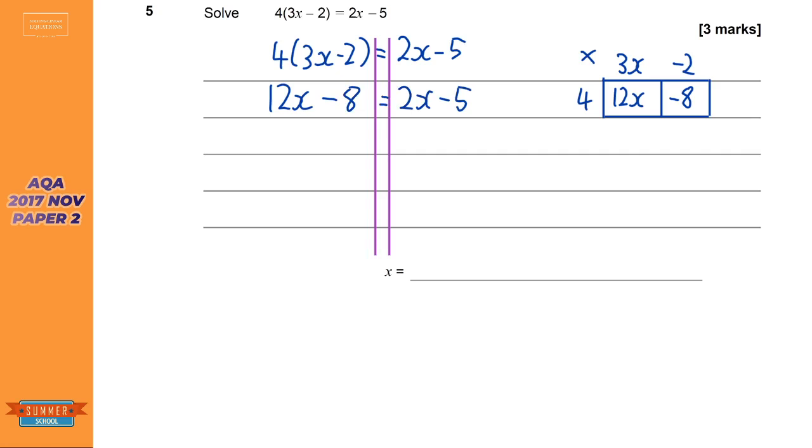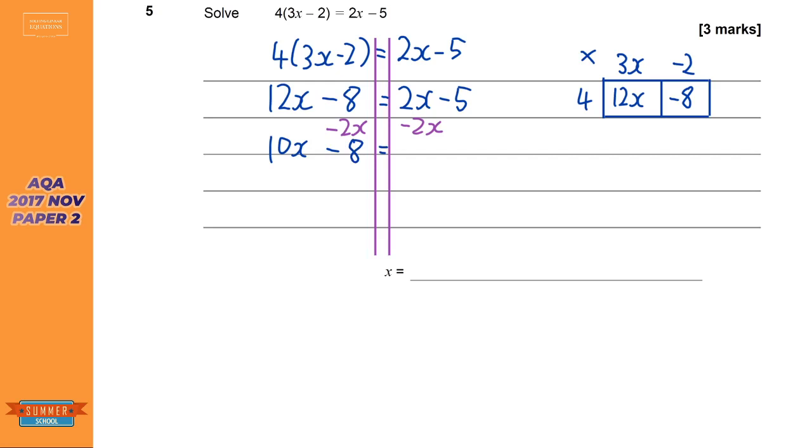Now again, notice we've got x's on both sides, so we know how to deal with that. We look at the smaller amount of x, which will be on the right hand side, the 2x. So to get rid of that 2x, we're going to take away 2x from both sides. I'm going to ignore the horizontal lines. Story of my life, really.